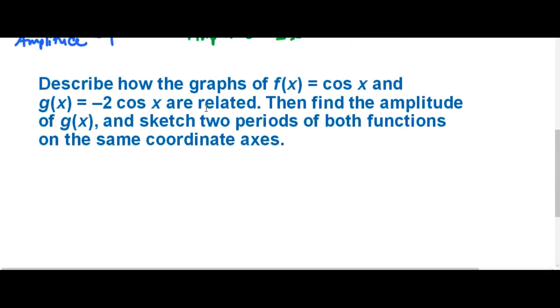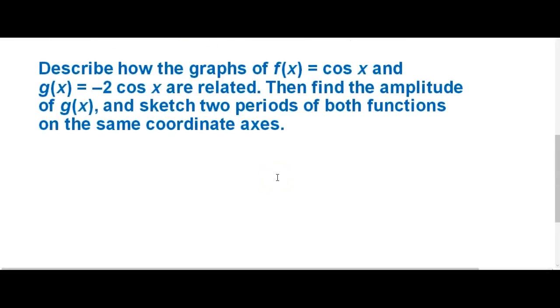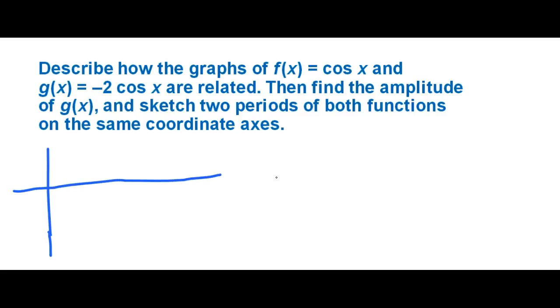Similar to the last example, we're going to look at how f of x equals cosine x is affected if we multiply it by -2. So let's take a look at what our values would be for both f of x and g of x. For my x values, again, we can just go with 0, pi over 2, pi, 3 pi over 2, and 2 pi.